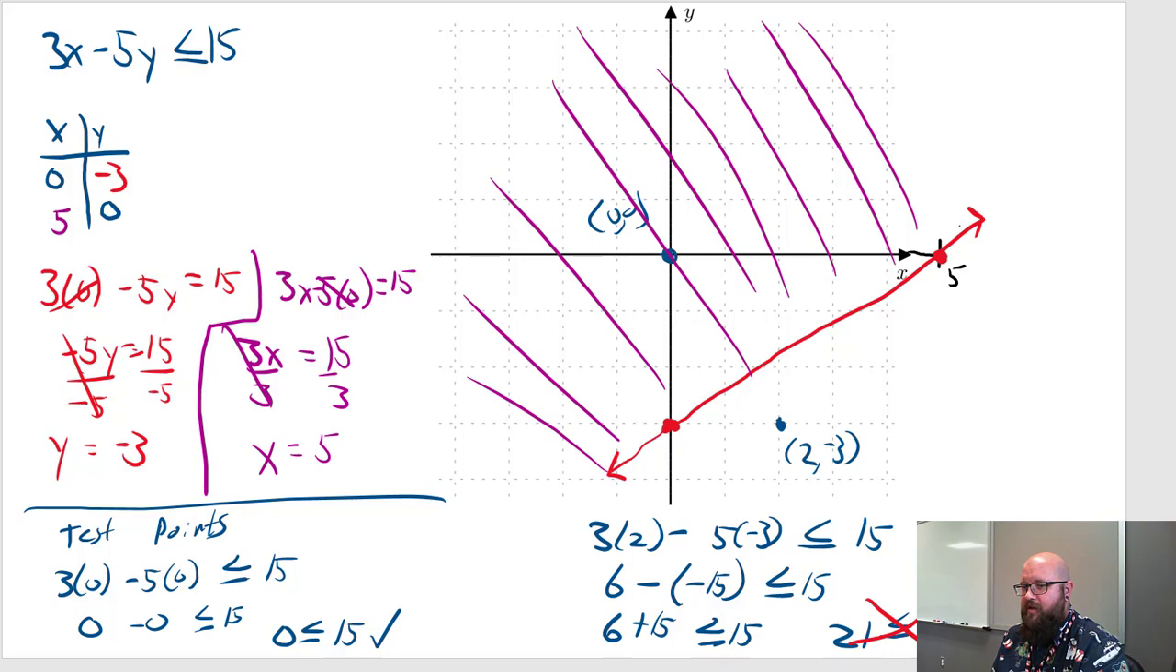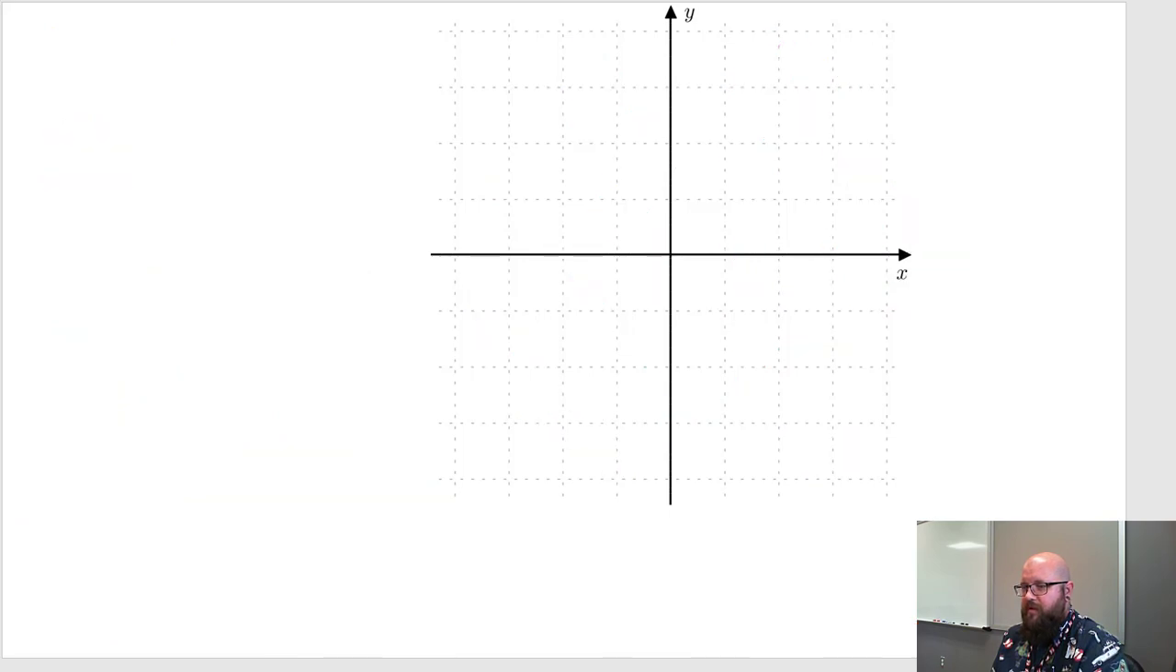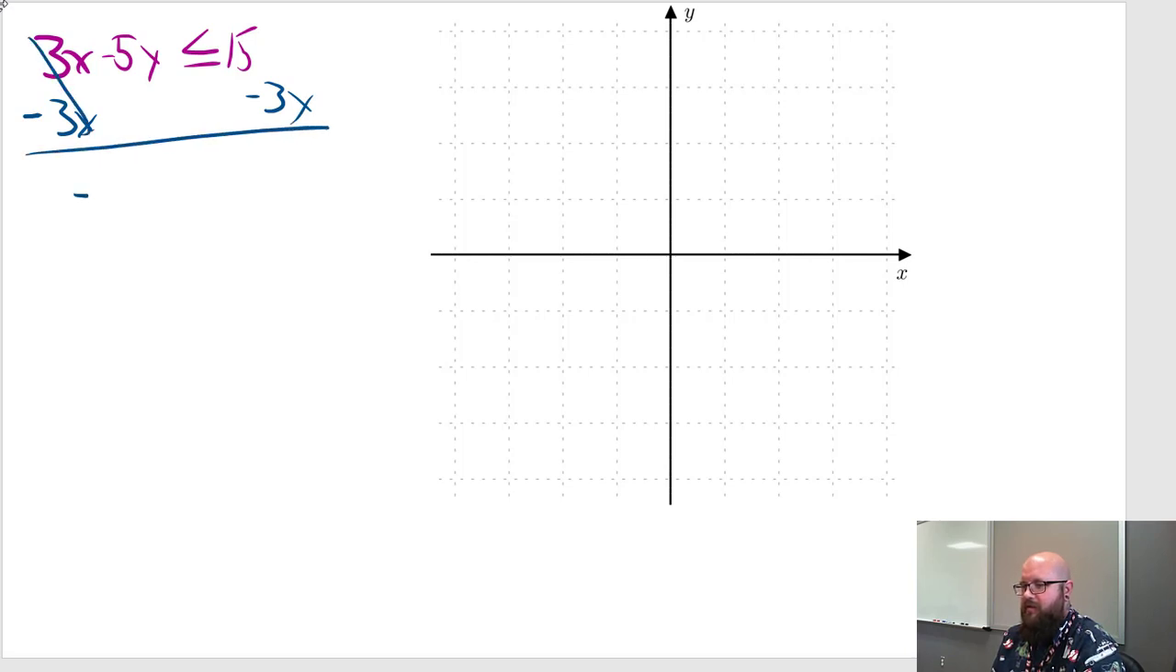Now, another way you could have done this problem was, let's say you had this equation of 3x minus 5y is less than or equal to 15. Now you could have done it this way, and you could have solved for y, okay, to begin with. So let's do that. Let's get y by itself. So subtract 3x from both sides. So we'll go away on this side, left with negative 5y less than or equal to 15 minus 3x.